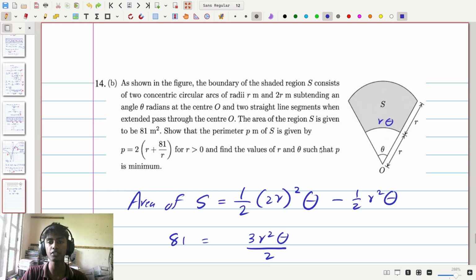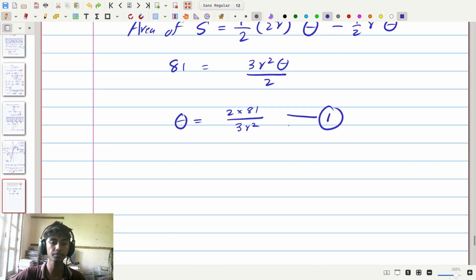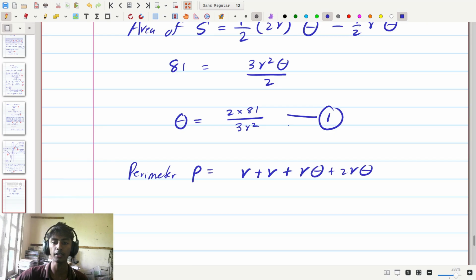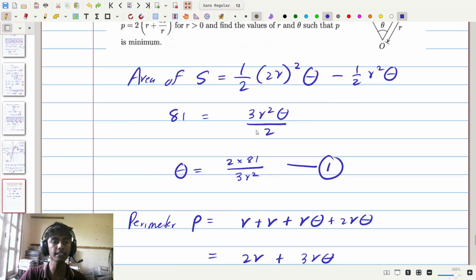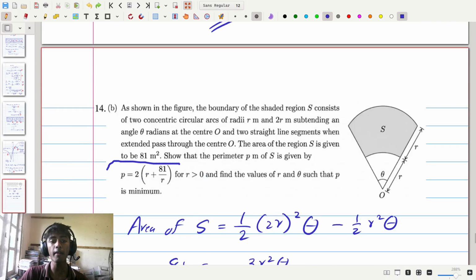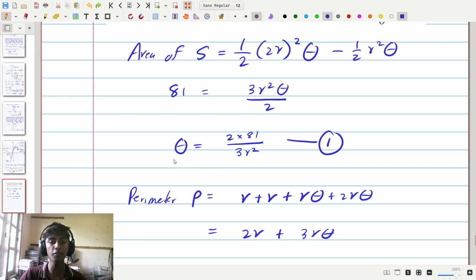So going down, we can say that the perimeter P is equal to r plus the other r plus the r theta arc length plus 2r theta arc length, and simplifying we can see we have 2r plus r theta and 2r theta for a total of 3r theta. Now, since in the original expression for P they don't have any thetas, I'm going to substitute equation number 1 to get rid of all of the thetas.